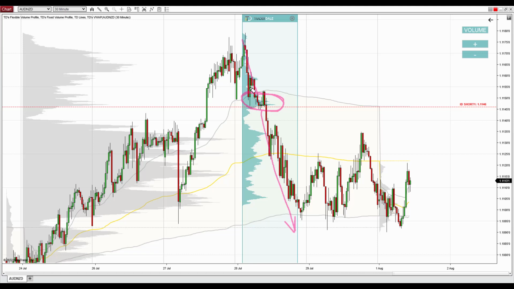So this is what that volume cluster is telling us, and that's why it should work as a strong resistance, because sellers from this place should defend this resistance where they placed a lot of their shorts, and they should try and push the price downwards from there again, right? So this is the reasoning behind the trend setup and this volume cluster and the resistance.